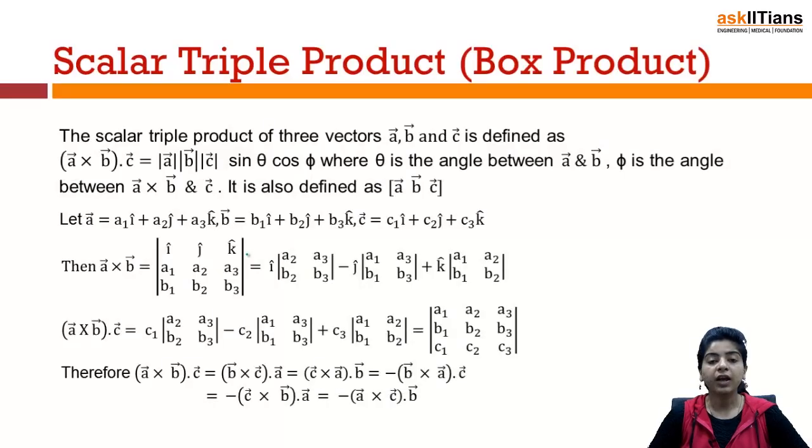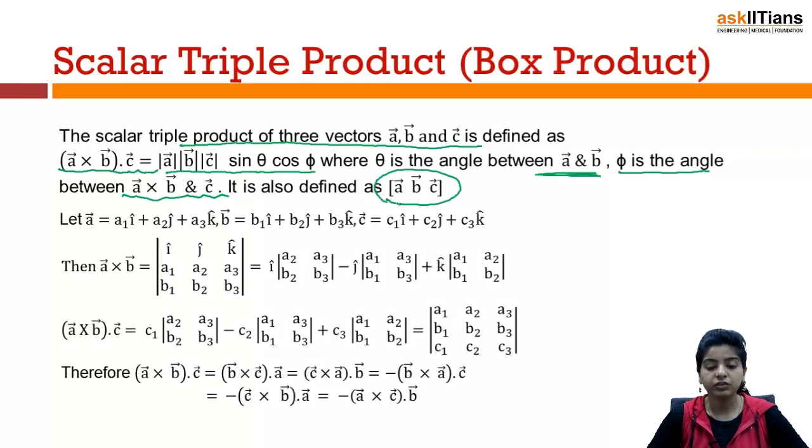So let's begin. The next concept that we have is the scalar triple product, that is the box product. It is also termed the box product, and you'll get to know once we discuss it why it is called so. The scalar triple product of three vectors A, B and C is defined as A cross B dot C, equal to this value, sin theta cos phi, where theta is the angle between A and B, whereas phi is the angle between A cross B and C. It is also defined as this.